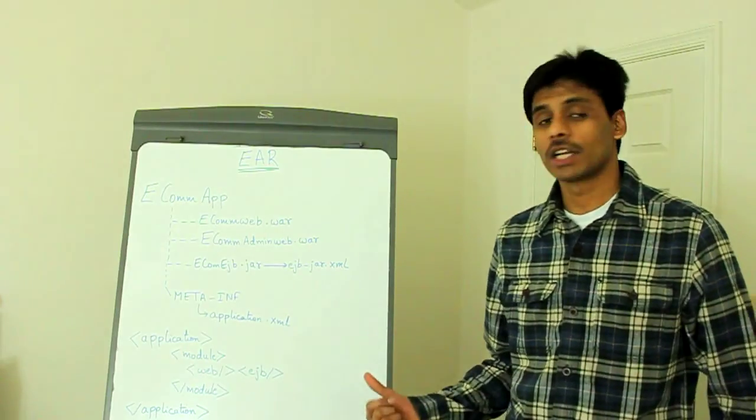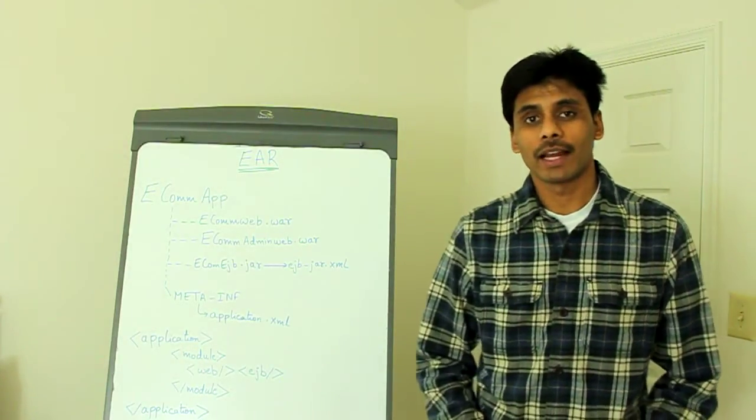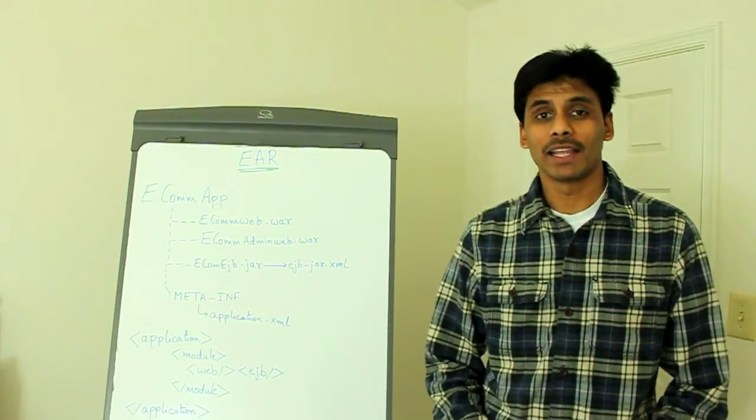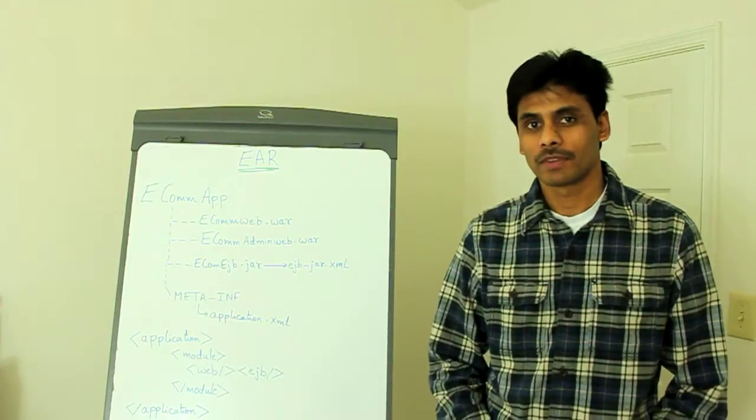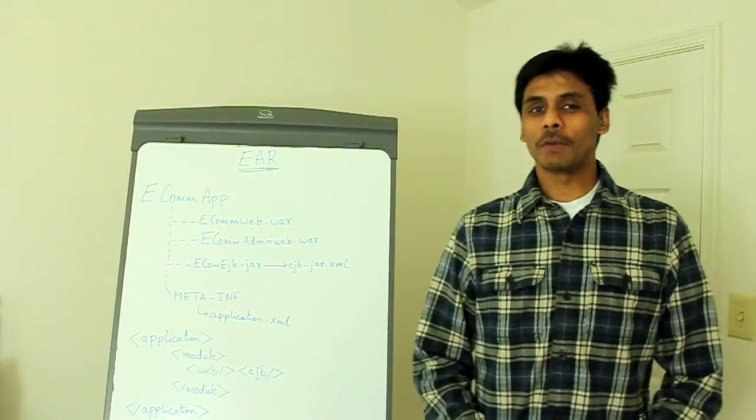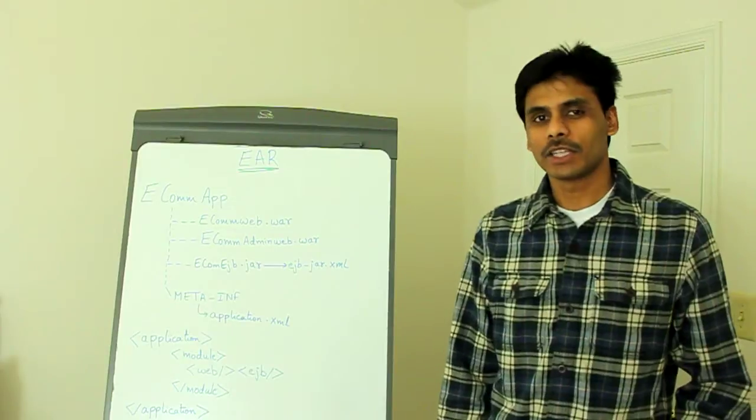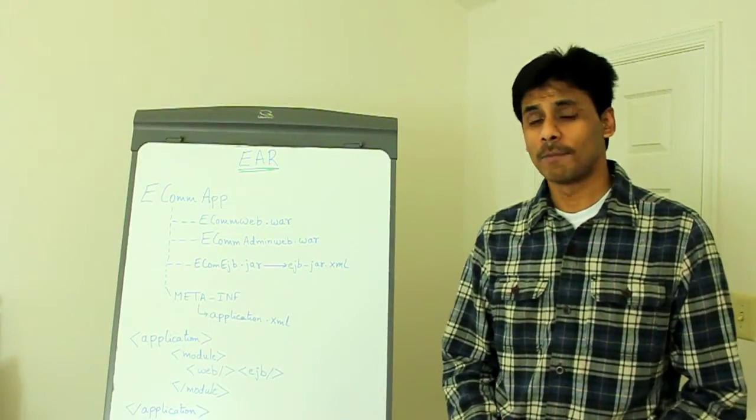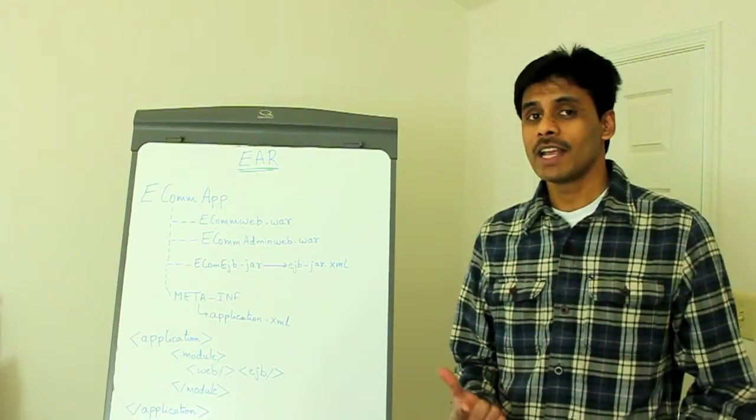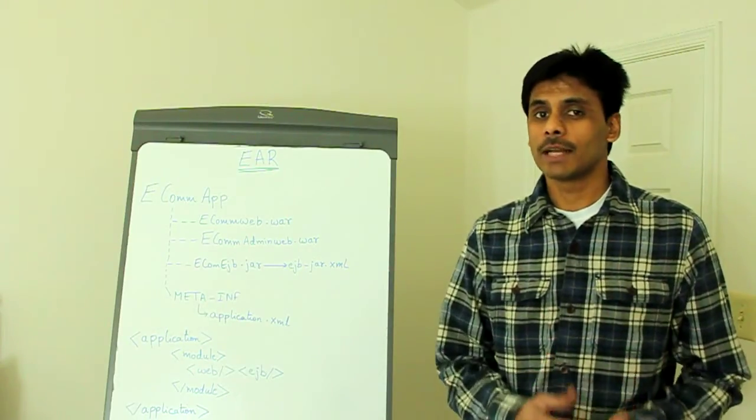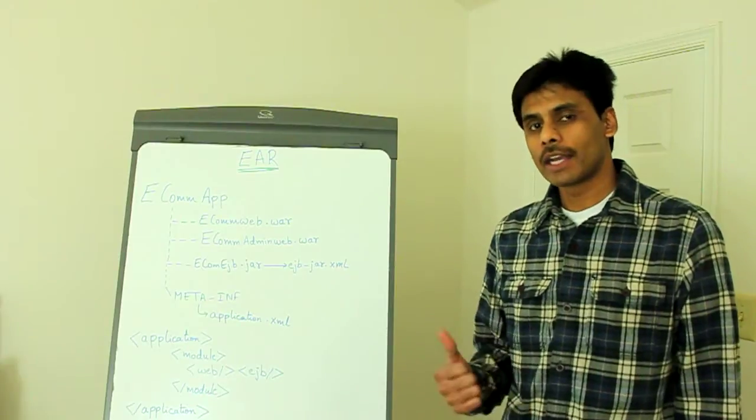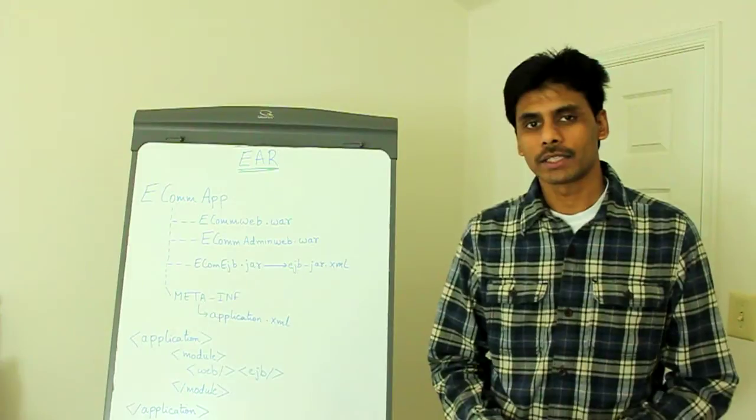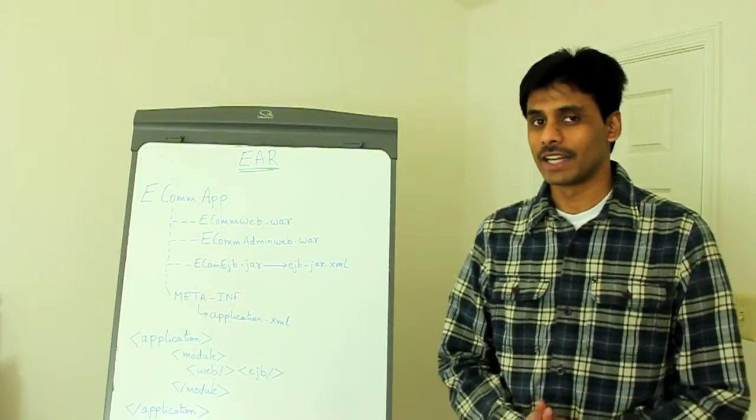Today, from this presentation, we will learn what an EAR file, an enterprise archive file, is, and how it bundles a J2EE enterprise application. For this purpose, let's assume that we are working on an e-commerce application which allows end users to browse through our website and buy stuff. That's number one. And at the same time, the administrative users can log into our enterprise application and add products, add discounts on the products, etc.